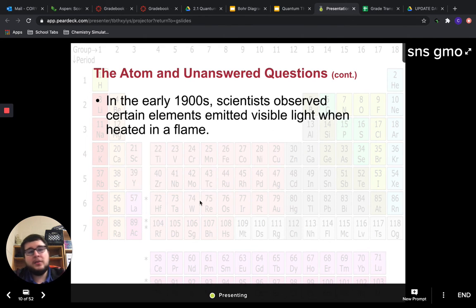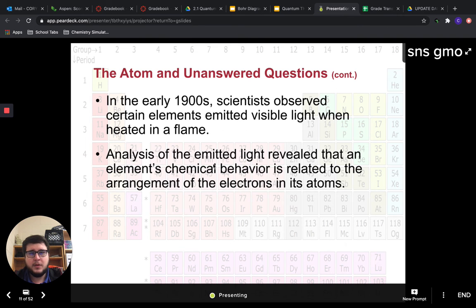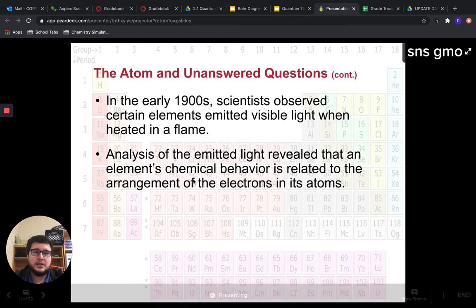All right, so in the early 1900s, scientists observed certain elements emitted visible light when heated in a flame. So if I take a certain element and I put it in a flame, it's going to give off a certain color. And they were able to analyze that light, and that revealed that an element's chemical behavior is related to the arrangement of the electrons in its atoms. So the way an element's electrons are arranged determines how that element behaves chemically.